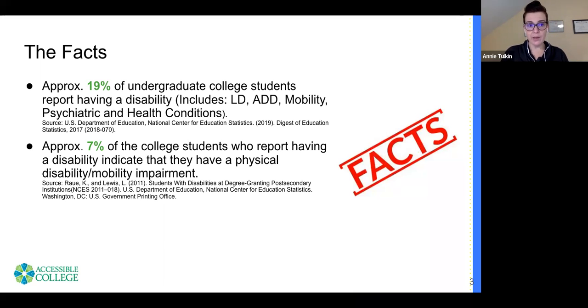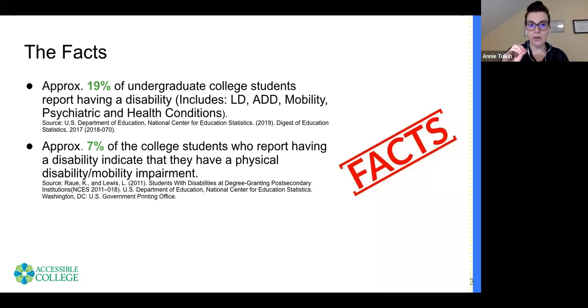So we have some statistics, and these come from different federal data sets, but the first one is that approximately 19% of undergraduate college students report having a disability, and that includes learning disabilities, ADD, mobility impairments, psychiatric conditions, and health conditions as well.